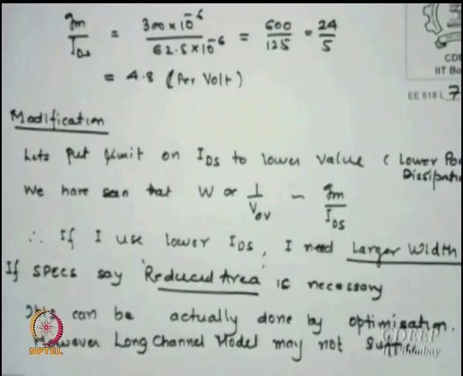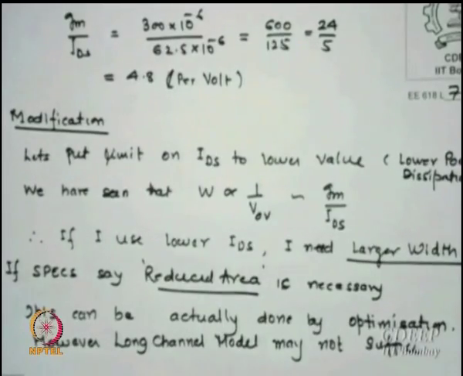So if I reduce IDS, GM will go down, but I will adjust W by L to get that GM. So I am fixing GM, and they say, okay, reduce IDS so that the power, which is only related to IDS, is pulled down. As soon as I pull that down, I will have to increase W, because GM is root of beta IDS. If IDS reduces, beta must improve. That means width must increase. Is that okay? Since width increases, area increases, but the spec has no reduced area.